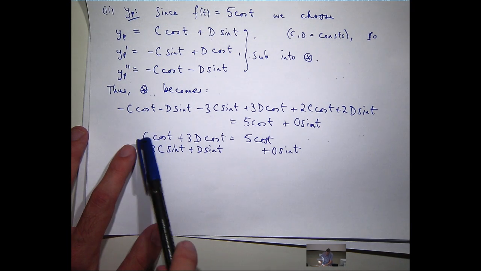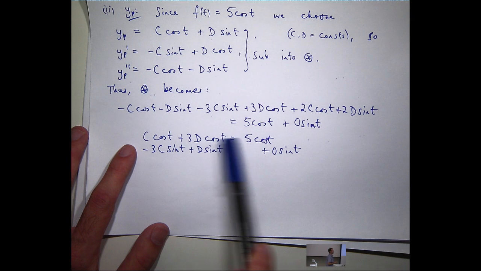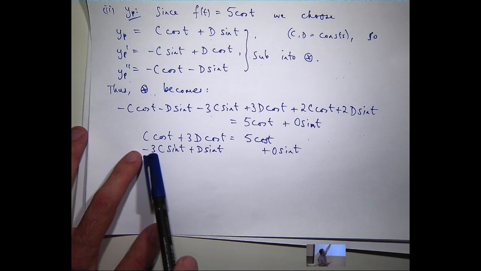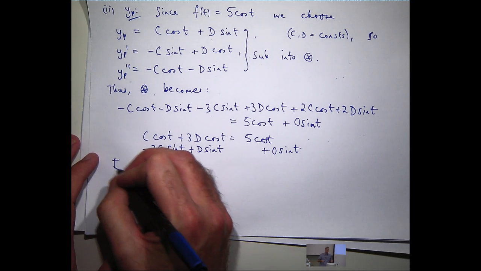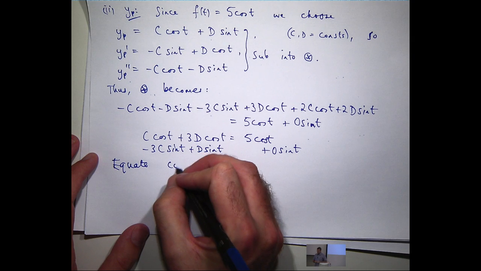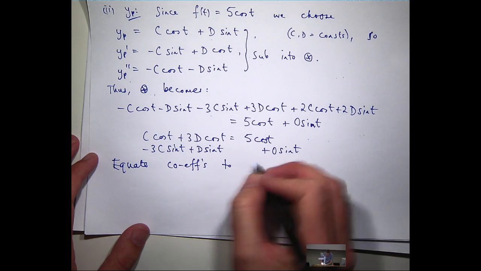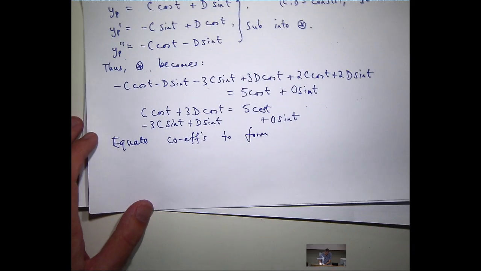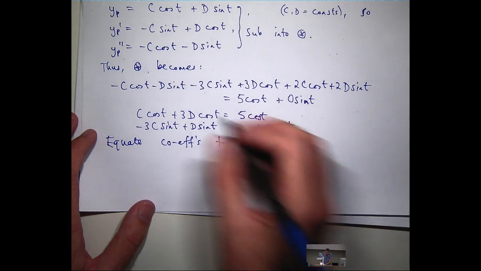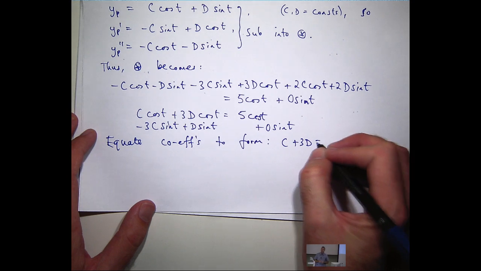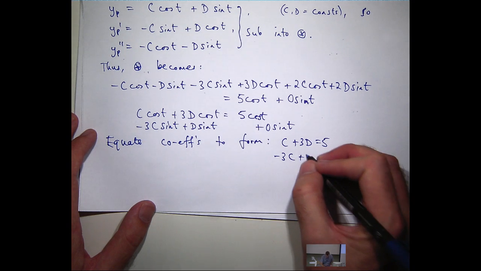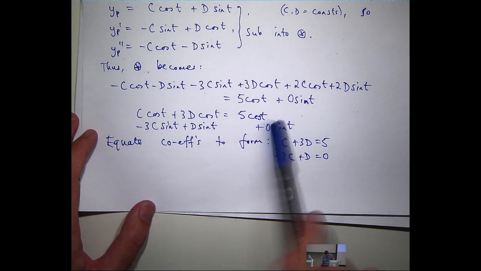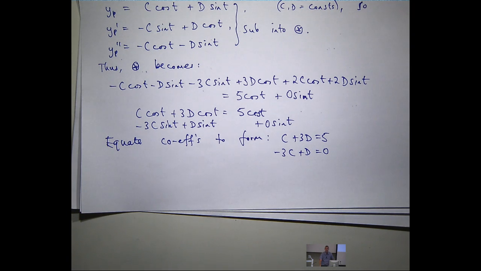So what does it mean? It means that C plus 3D has to equal 5. And the other one is minus 3C plus 1D equals 0. So we're going to equate the coefficients to form 2 equations. Okay, so I'm going to get C plus 3D equals 5 from all the cosines, and I'm going to get minus 3C plus D equals 0 from all the sines. 2 equations, 2 unknowns. Put one into the other.